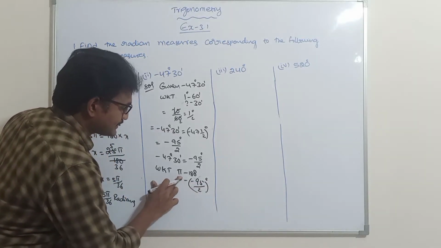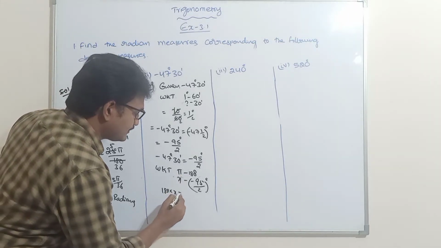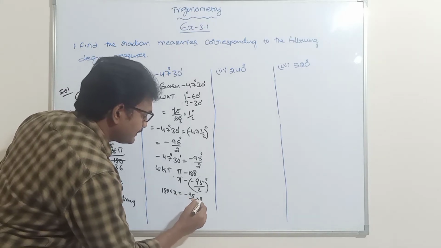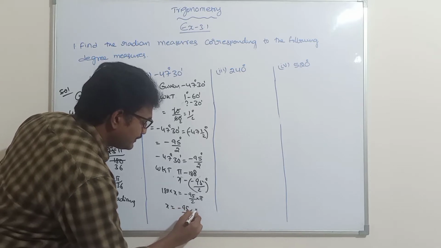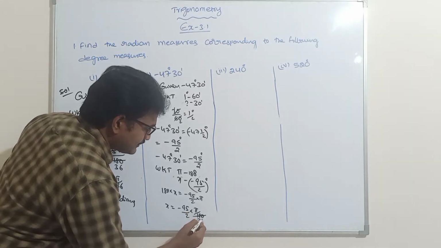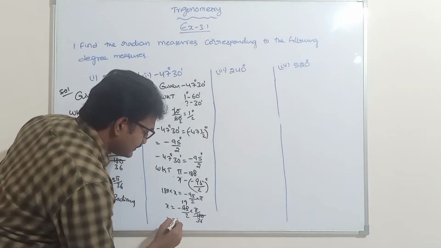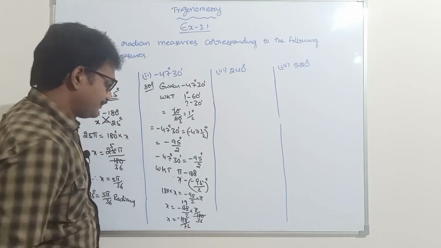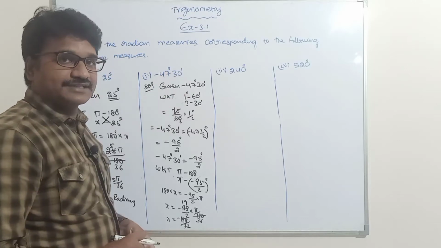Let it be x. Then 180 into x is equal to minus 95 by 2 into pi. So x is equal to minus 95 by 2 into pi by 180. 5 3s are 15, 5 6s are 30, 5 1s are 5, 5 9s are 45. So x is equal to minus 19 pi by 72. This is the radian value of minus 47 degrees 30 minutes.